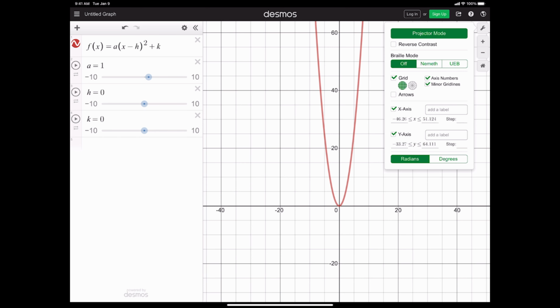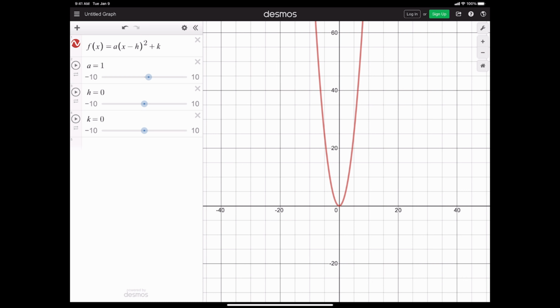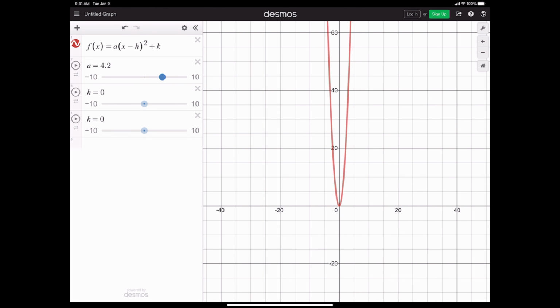Okay, so here we're back in Desmos, just like we were in the last lesson. I really want to talk about our a value this time. So here we have our parent function, the most simple quadratic we can have, because h is 0, k is 0, and a is 1, which is shown in those sliders. And I told you if the absolute value was greater than 1, we should see it stretch. So watch it. See it's getting more narrow as I increase the a value. Okay. Now let's go back to 1.